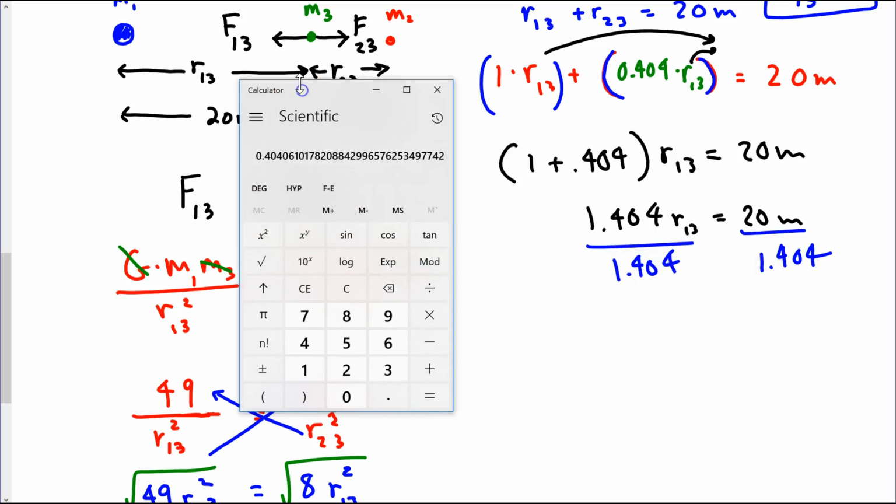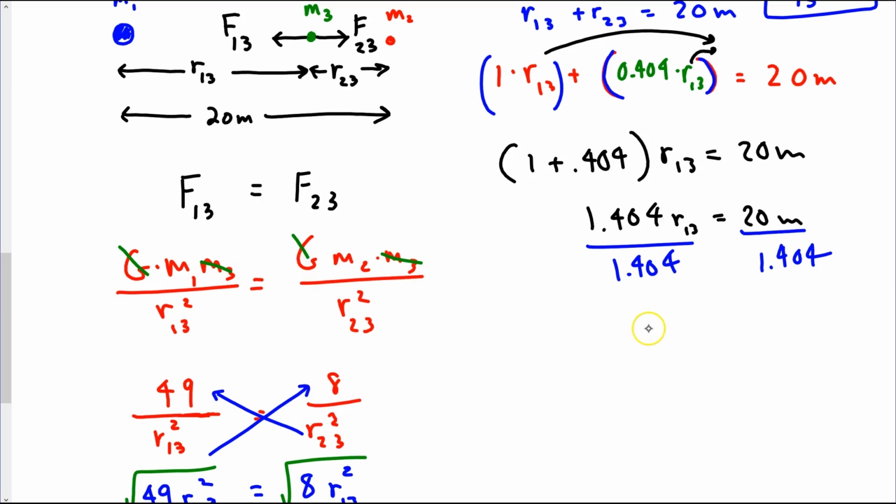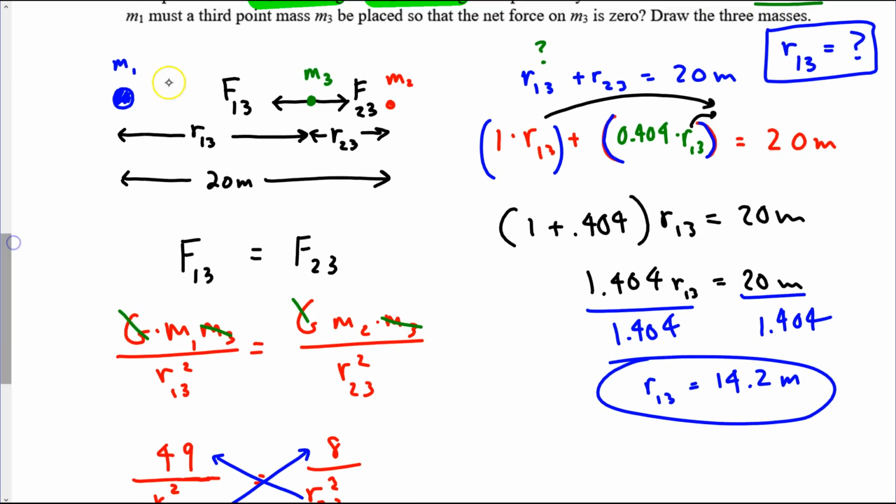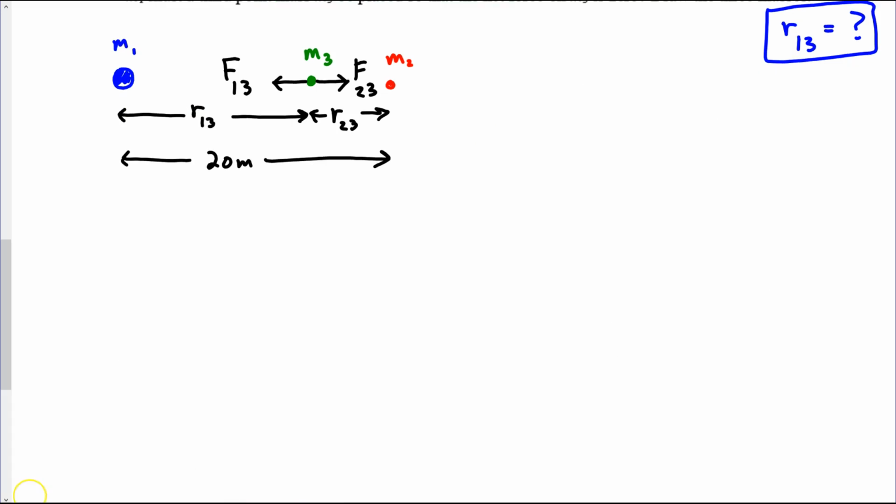So let's do that. 20 over 1.404, and if we keep an extra couple decimal places, that's 14.2. That's how far the mass should be placed from m1. That is this distance, and that is your answer.